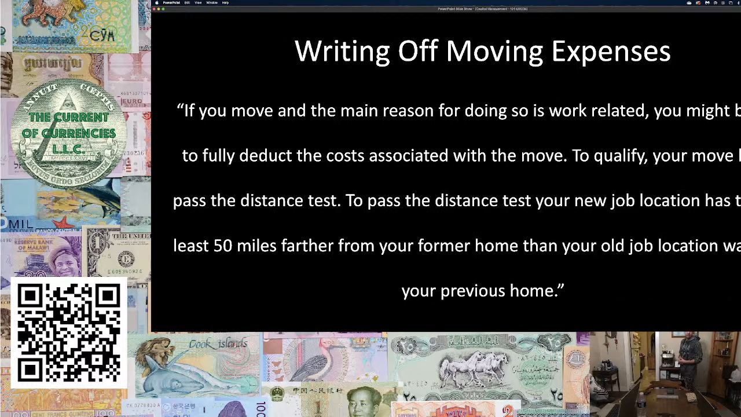Writing off moving expenses. If you move and the main reason for you doing so is work related, you might be able to fully deduct the costs associated with your move. To qualify, your move has to pass the distance test. To pass the distance test, your new job location has to be at least 50 miles farther from your former home than your old job location was from your previous home. Does that make sense? Yeah. So 50 plus miles.